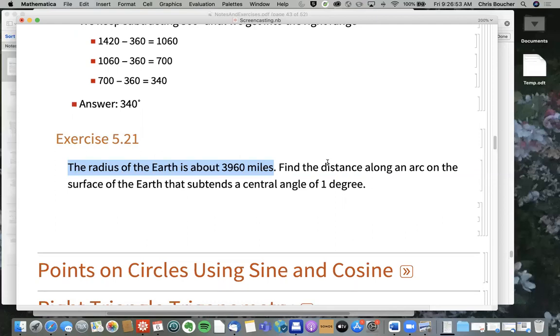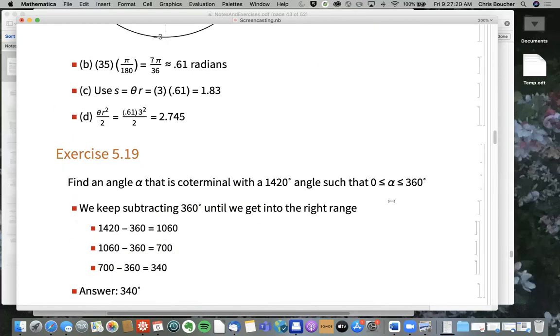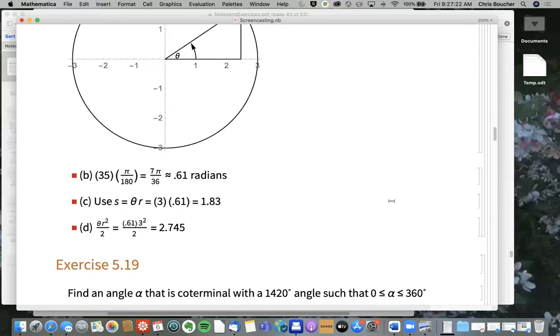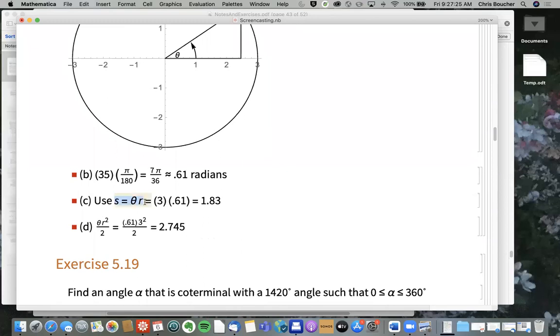So what I want to do is find the distance along an arc on the surface of the Earth that subtends a central angle of 1 degree, right? So in other words, if you take the center of the Earth as the center of the circle and make a 1 degree angle, so that's a pretty small central angle, how much arc length, how much distance along the surface does that subtend? Well, I know how to find arc length using S equals theta r. Where do we do that? Right here, S equals theta r.